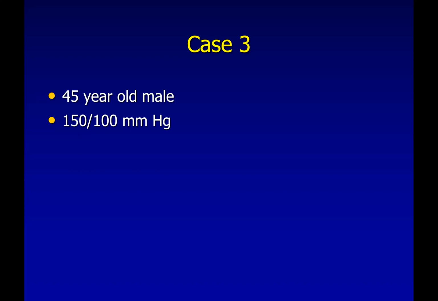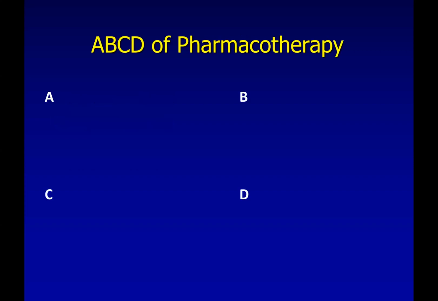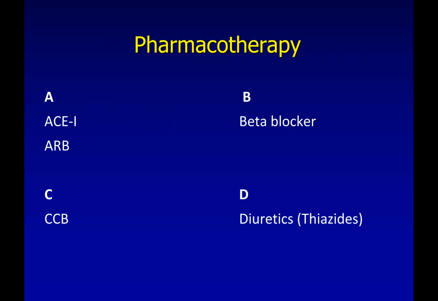You may not be benefiting the patient by adding a single drug. So 2 drugs may have to be started at the outset, especially if the patient has comorbidities and target organ damage. That is why I have made the cases very simple, with minimum verbiage, to give you the points. When you think of pharmacotherapy, this is the ABCD of pharmacotherapy. A stands for ACE inhibitors or ARBs, B for beta blockers, C for calcium channel blockers, D for diuretics, thiazides.